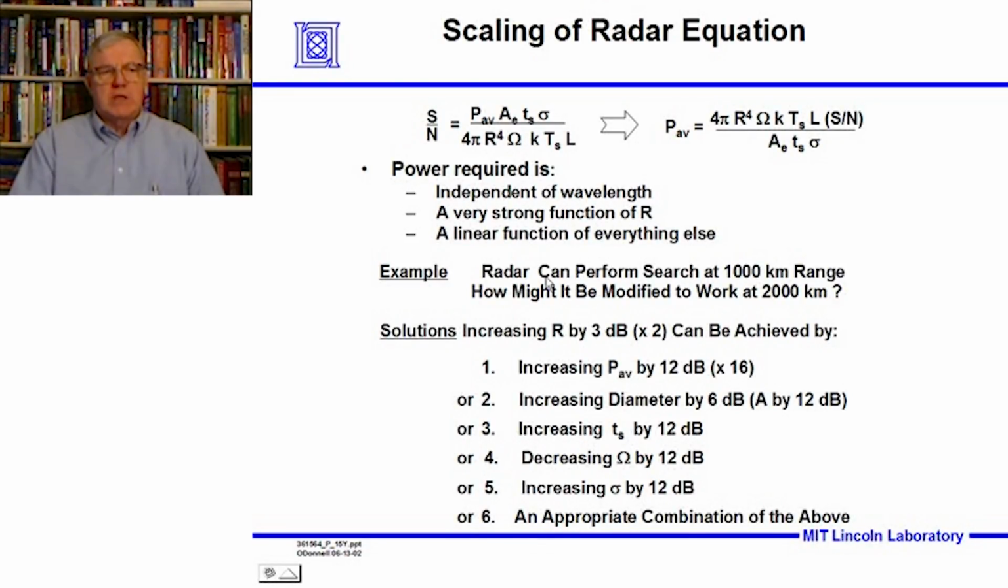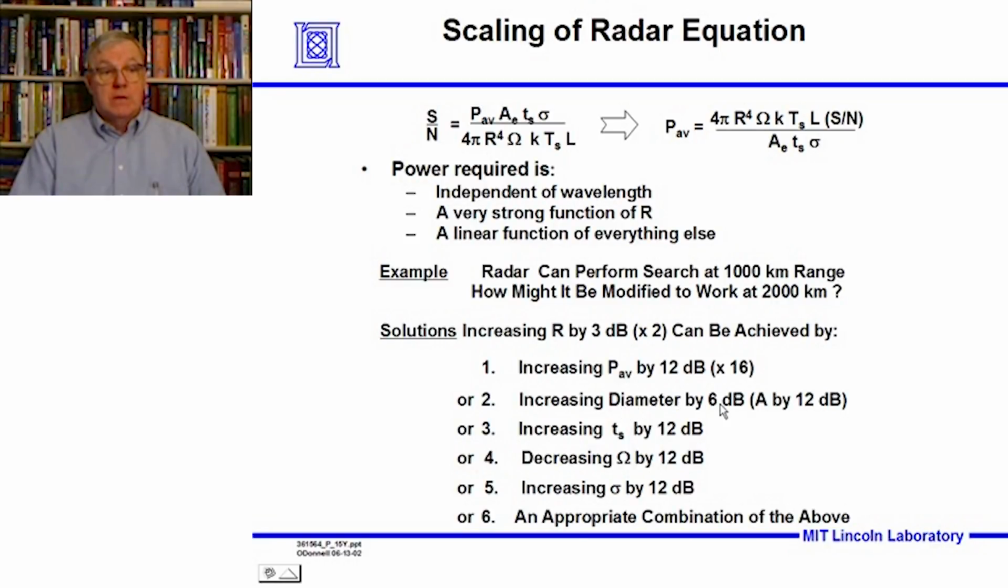Okay. Now, what does that mean? Let's say, for instance, we have a radar that will work and perform its search at 1,000 kilometers range. What do we have to do to modify that radar to work at 2,000 kilometers range? Well, we have to increase the range by 3 dB. What do we have to do to get there? We can increase the power by 12 dB or 16 times.